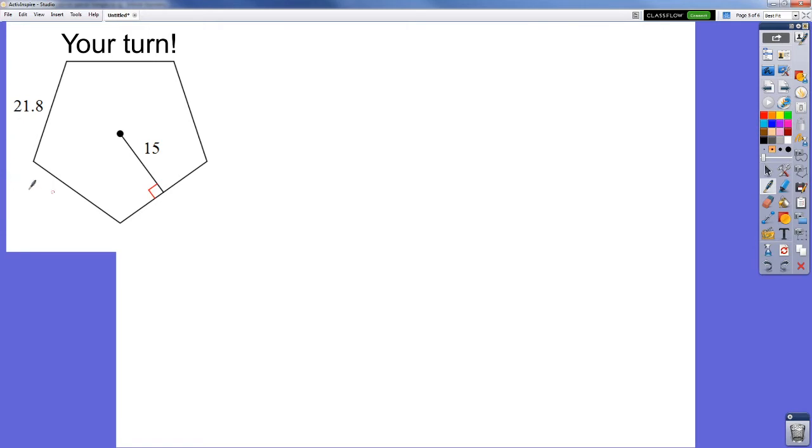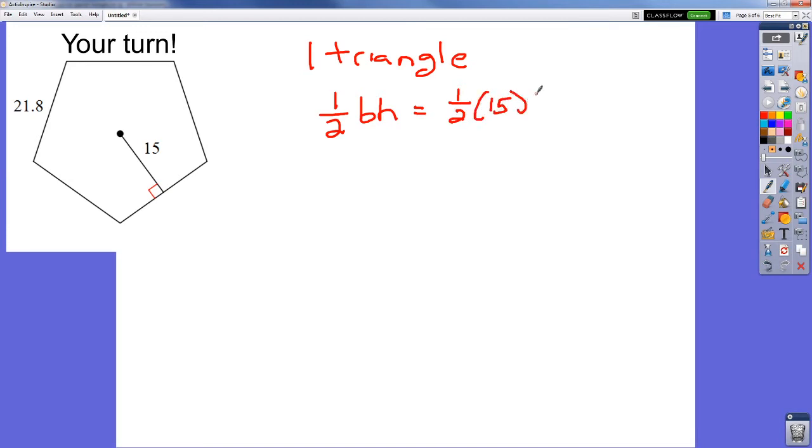And we're back. So let's go ahead and do the exact same thing as before. We don't even really need to draw the triangle. We know there's the height 15, there's the base 21.8. So one triangle. Again, 1/2 base times height. And that's just 1/2 times 15 times 21.8.